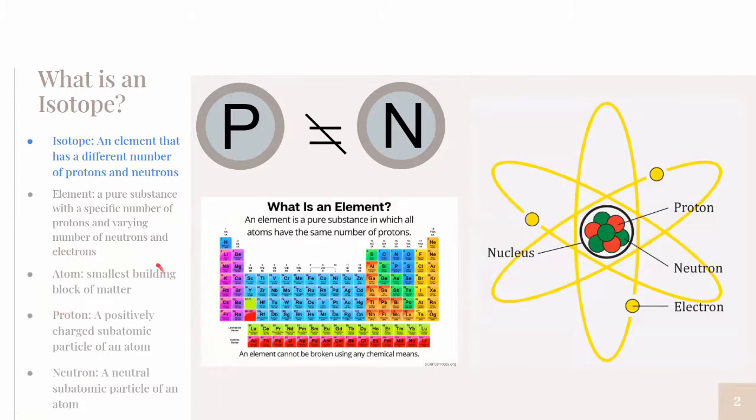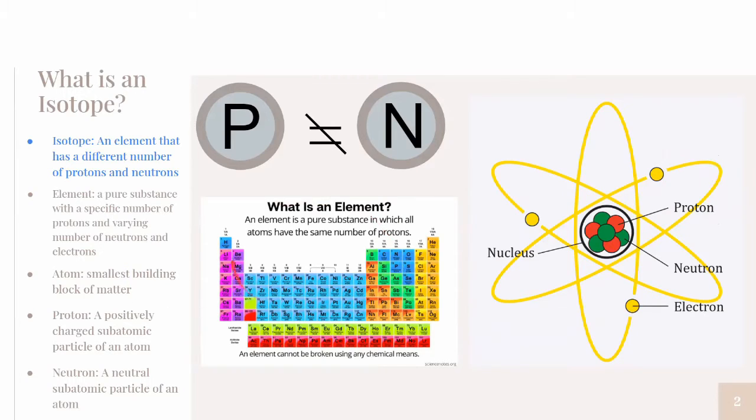An atom is the smallest building block of matter. A proton is a positively charged subatomic particle, and a neutron is a neutral subatomic particle. As you can see in this diagram, protons and neutrons make up the nucleus of the atom. And in this case, this diagram is actually an example of an isotope, since the number of protons and neutrons are different. Additionally, negatively charged subatomic particles called electrons orbit this nucleus. However, while discussing isotopes, we only need to focus on protons and neutrons, more specifically, the difference in their number.